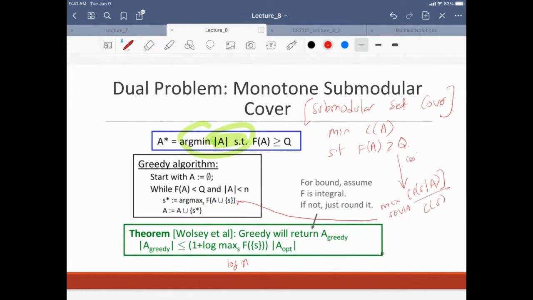Does the condition on the while loop change at all? No, the condition on the while loop is still the same, right? Because it's a constraint on this. So the constraint on the while loop remains the same. And the cardinality being less than n also remains the same. All this is saying is that, I mean, this is kind of superfluous, right? It's just saying that n is the ground set size. Oh, so you basically go until you don't have any more elements to add. Yeah, exactly.